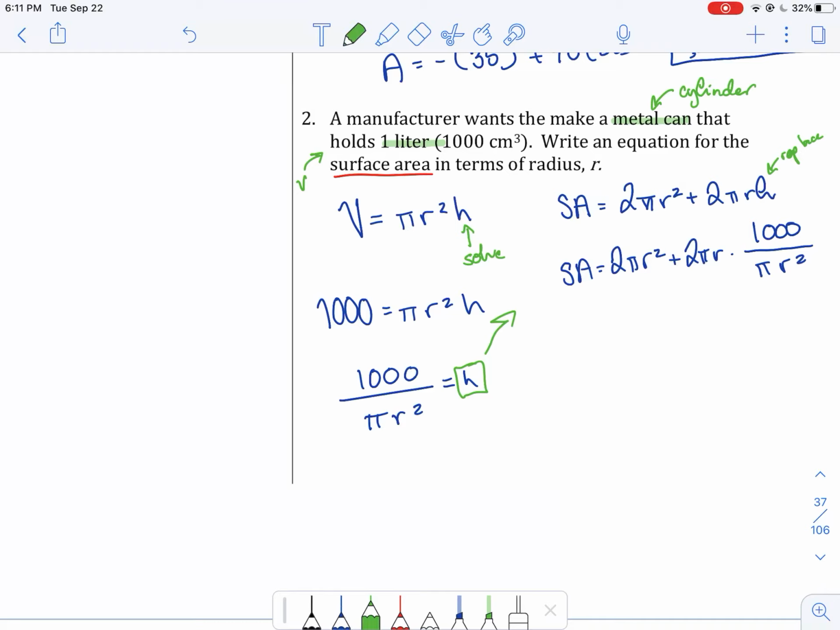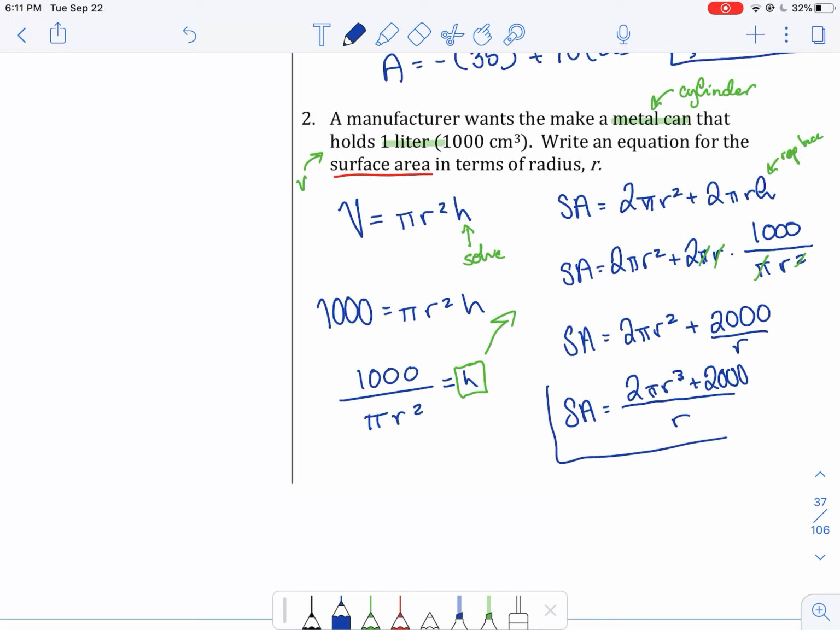Now, again, this is great. We do want to make sure that we're simplifying, especially with this multiplied fraction here. We can divide out a pi from the numerator and denominator as well as an r, and we would end up then with surface area is equal to 2 pi r squared plus 2 times 1,000, so 2,000 over r. It might be one way. We might also simplify it down into one single fraction, multiply both sides by r, so 2 pi r cubed plus 2,000 over r.